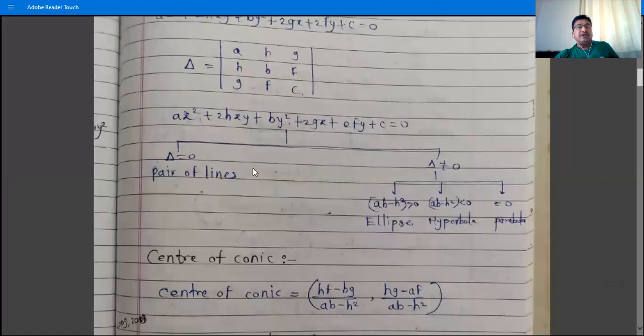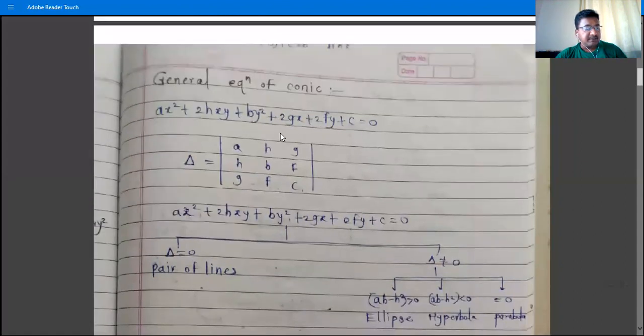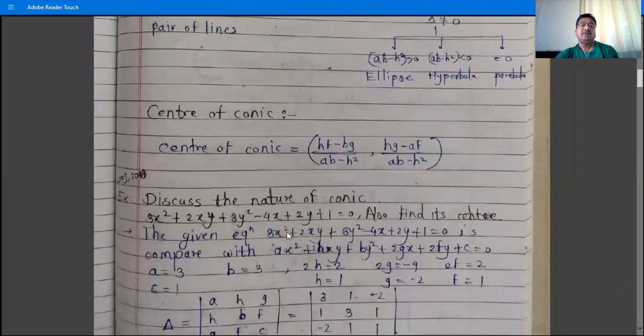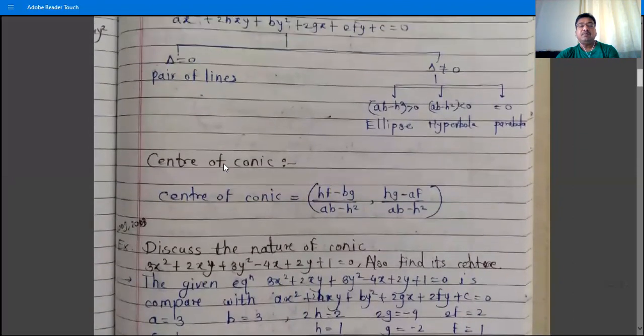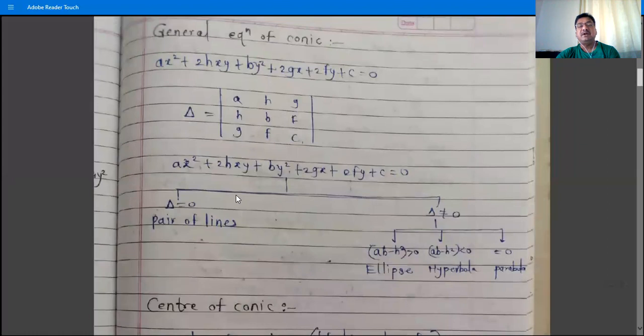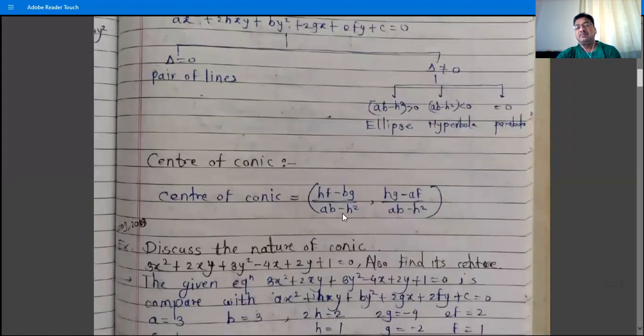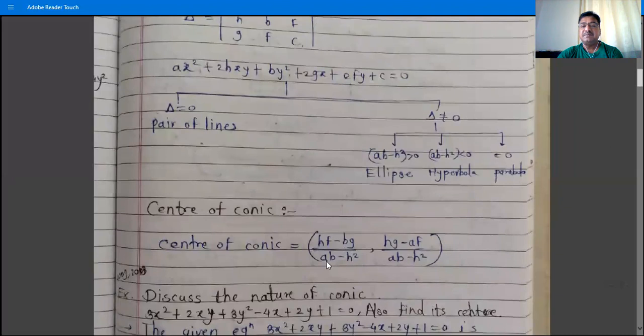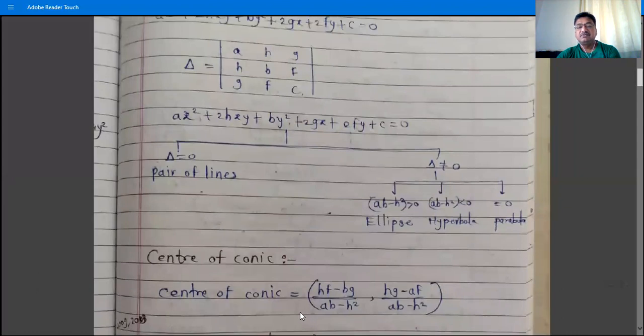So in order to check whether this equation represents an ellipse, hyperbola, parabola or a pair of lines, find delta and then find ab minus h square if delta is not equal to 0. And the center of the conic, whether the conic is an ellipse, hyperbola, parabola, circle or pair of lines, what is the center of the conic? This is the formula to determine the center of the conic: (hf minus bg) divided by (ab minus h square) and (hg minus af) divided by (ab minus h square). So ab minus h square is the denominator quantity.